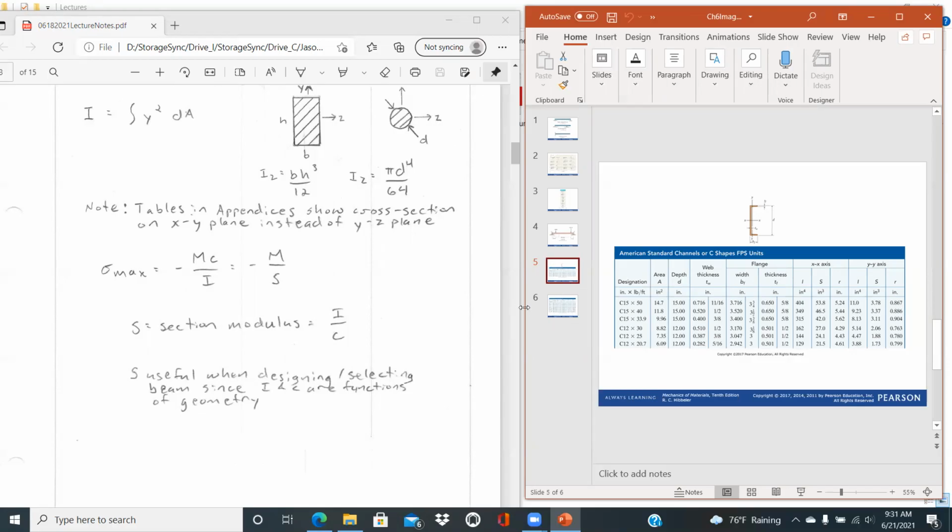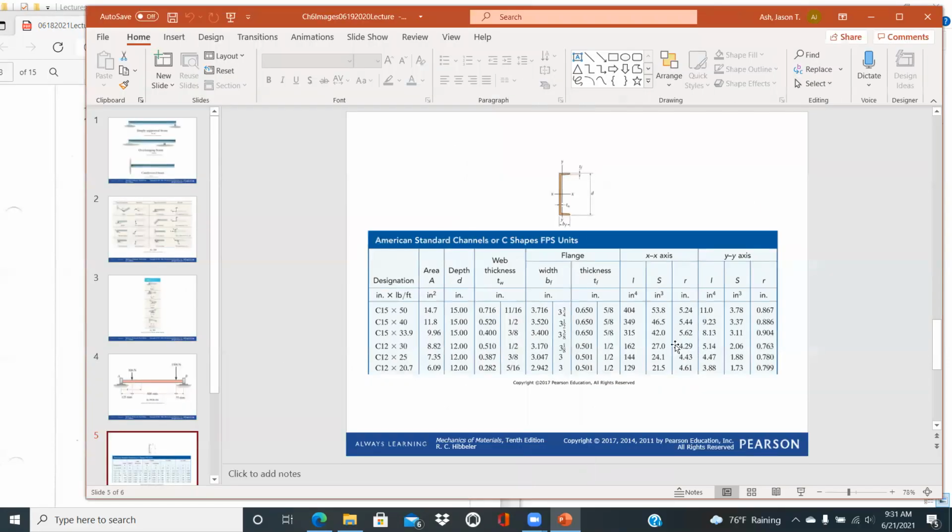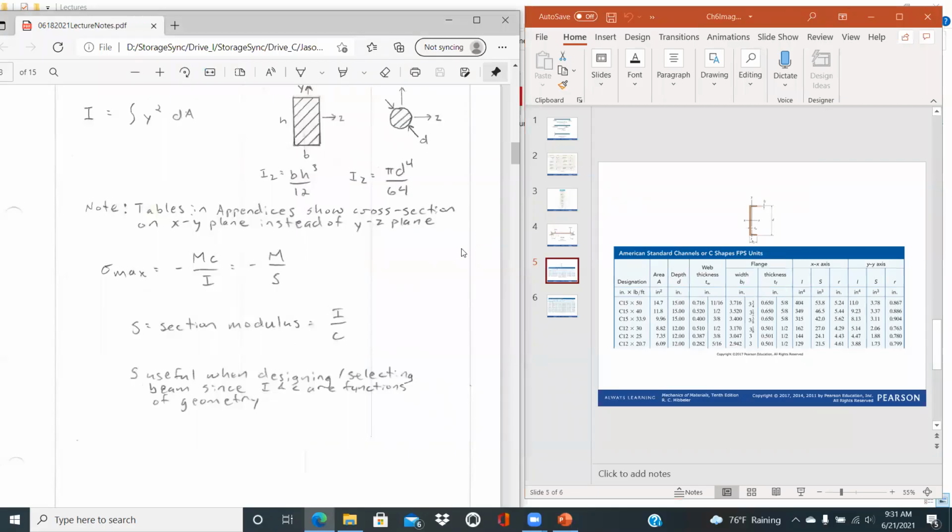And then based on the table, you can just look at that and essentially go up until you reach a section modulus that is sufficient. It would have to be equal to or greater than what is required to support that load, that bending moment, and maintain a stress value less than or equal to what is allowed. And so again, S is useful when designing and selecting beams, since I and c are both functions of geometry.